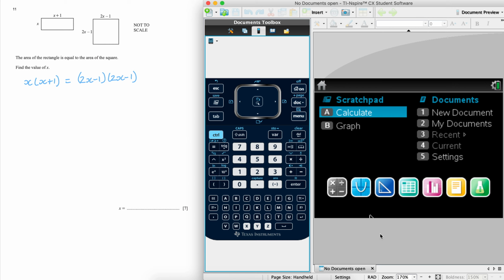Then if I multiply those out, I've got a single bracket here, and I've got a double bracket where we can use FOIL on the other side. So that gives me x squared plus x is equal to, and then on this side I get 4x squared minus 2x minus 2x plus 1. And I can simplify that right hand side to be 4x squared minus 4x plus 1.